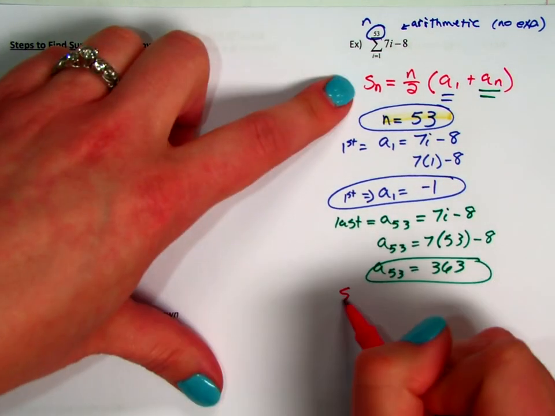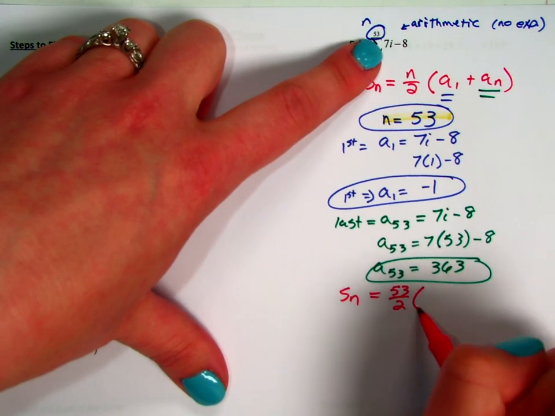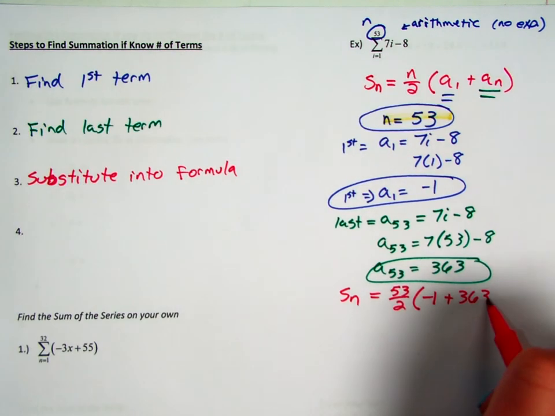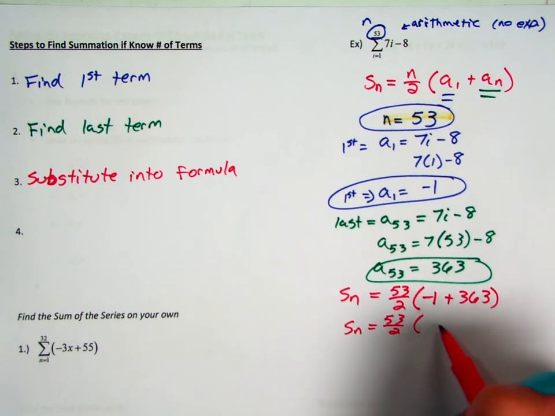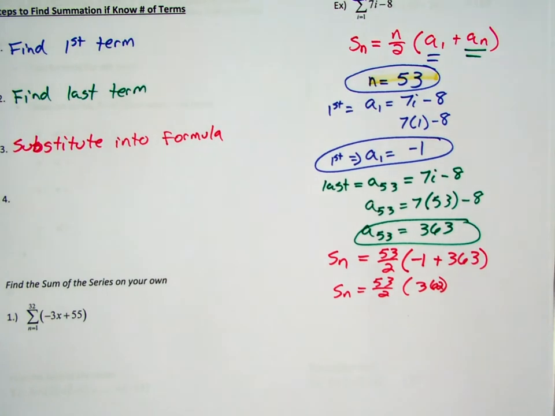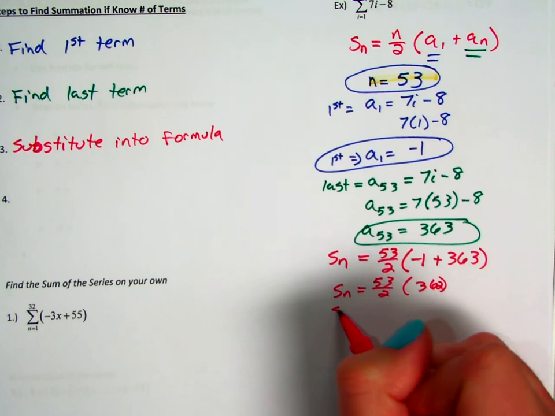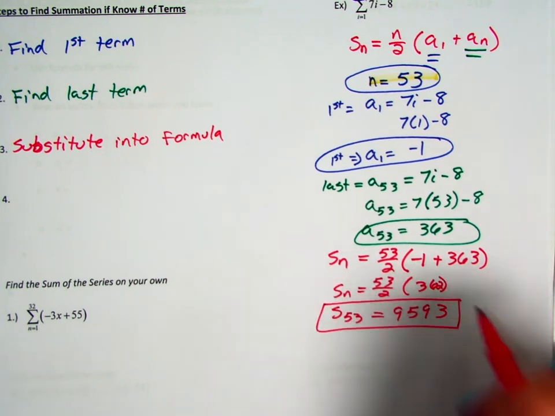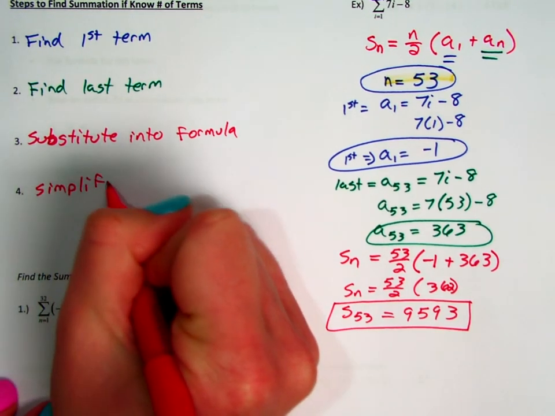So we don't know s sub n, but we know that we're finding the 53 terms, so it's 53 over 2, and then a sub 1, which is negative 1, plus a sub n, which is 363. So now we can simplify this. You could either type it all in your calculator, or you could do it piece by piece. So this would be 362. So then when we type it into our calculator, we would find the sum of the first 53 terms is 9,593. And that's our final answer. So once we substitute it in, we simplify, and you get your final answer.